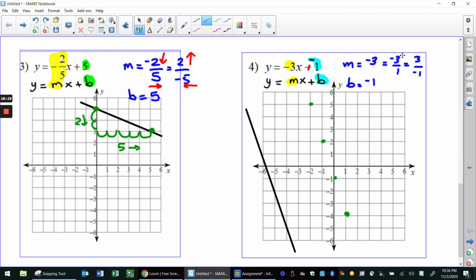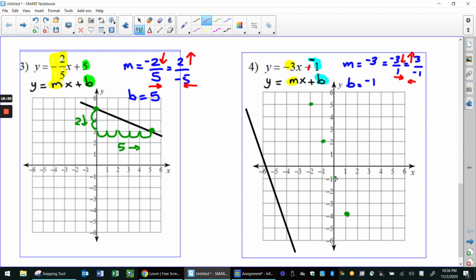So I'm going to go down 3 and to the right 1, or up 3 and to the left 1. Okay? And those are my movements right there. Okay, so here we go. Begin with B. So I'm beginning with B, that's negative 1 right here, the y-intercept.